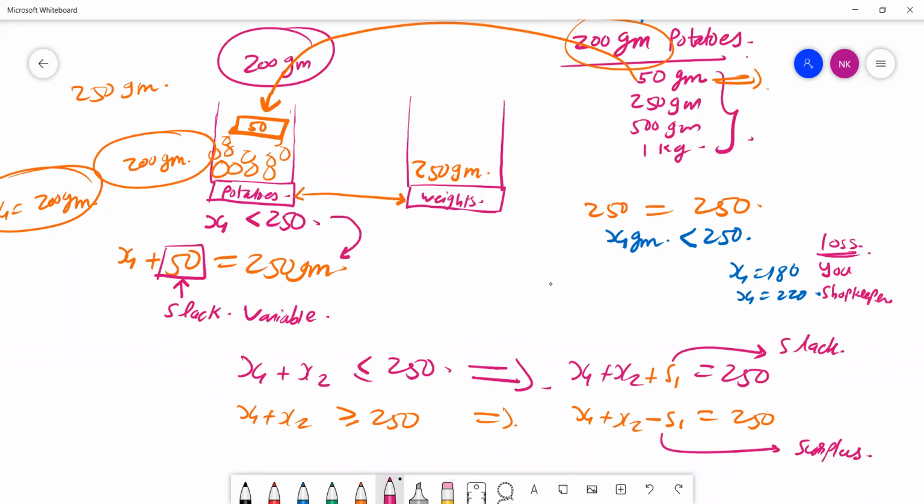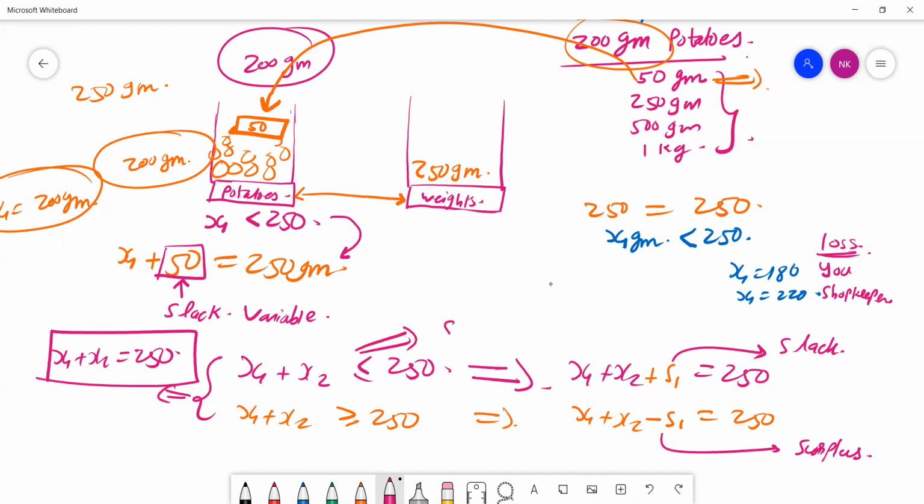So this is how we can convert inequality to equality. In both the cases, if we are drawing the graphical line, it will be x1 plus x2 is equal to 250 only. But how can we represent both answers with this line? In the form of a mathematical equation, we would be using the slack variable or the surplus variable. In this type of case we use the slack variable, and in this type of case we use the surplus variable. We will discuss this in more detail in our next sessions, but as of now, this is what we need to understand.